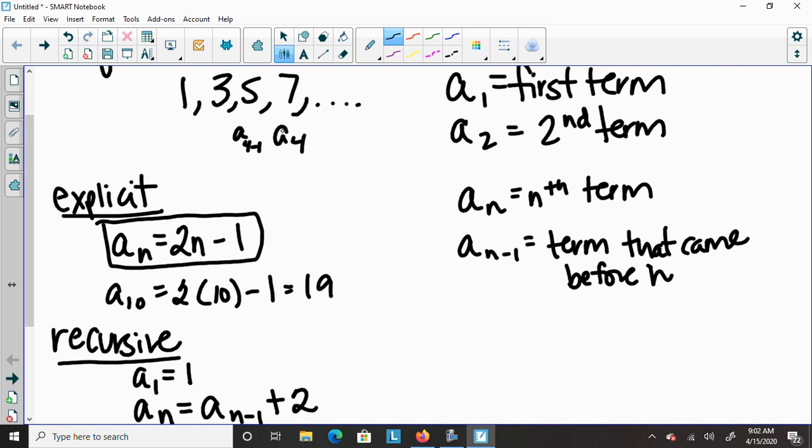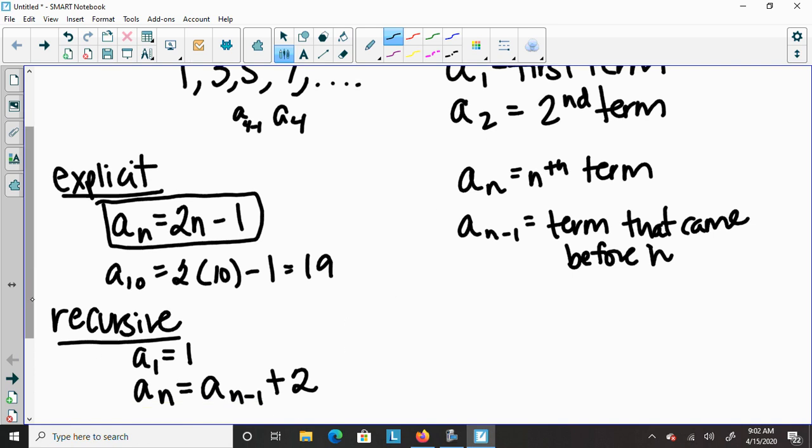So if you wanted to find the fourth term, you go to the term that came before, which was the third term, and then you add 2. Okay, recursive formulas are good to get a sequence started, but they're not good to find like the 100th term. Because if you wanted to find the 100th term, you'd have to have the 99th term, and then to find the 99th term, you need the 98th term, and so on and so forth.